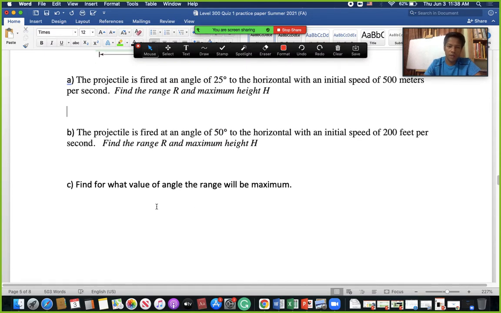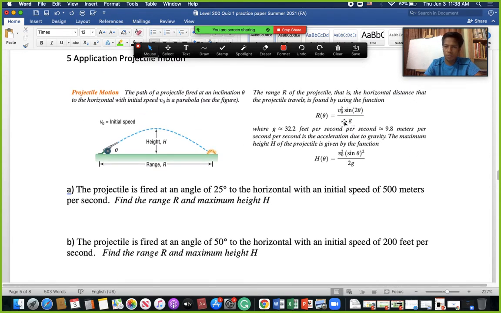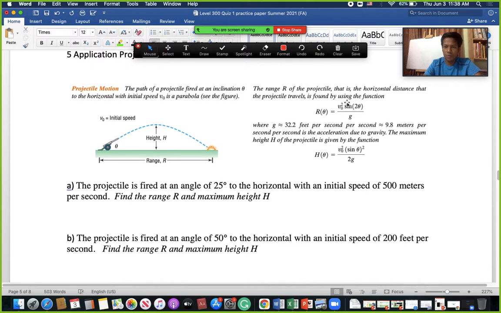Find for what value of angle the range will be maximum. So the range will be maximum for what value of theta? You will have to work on that.